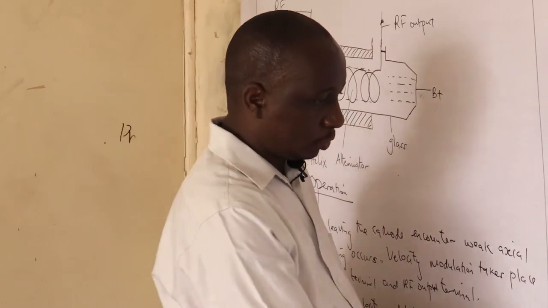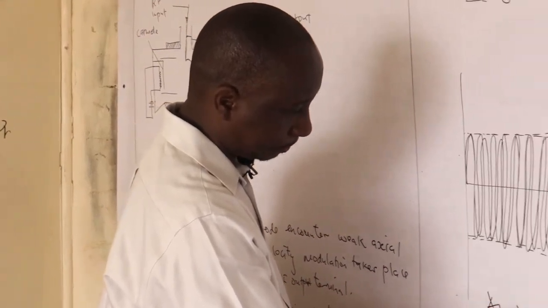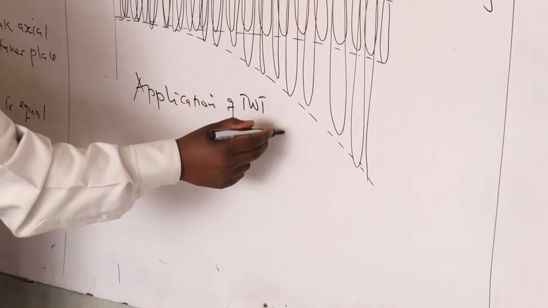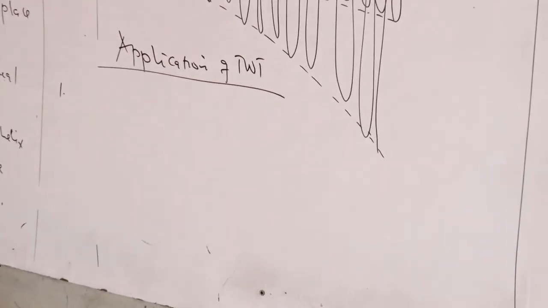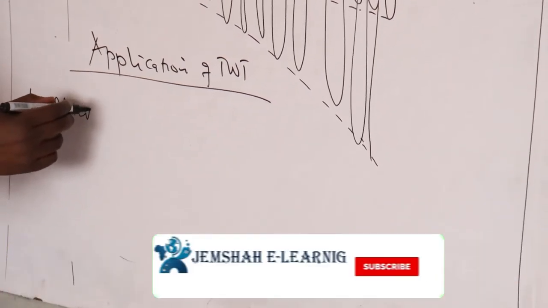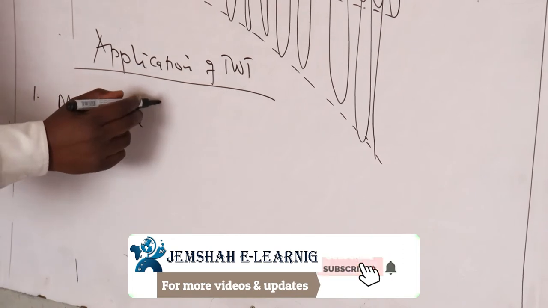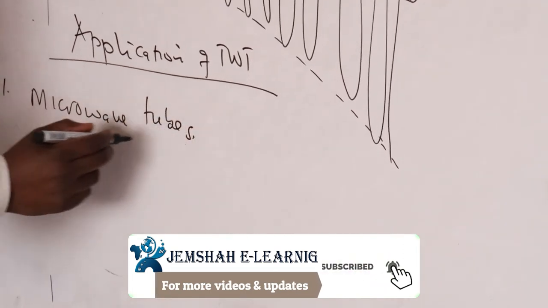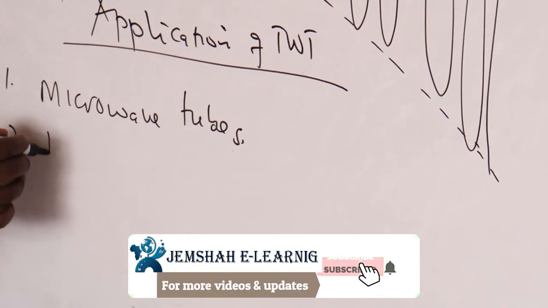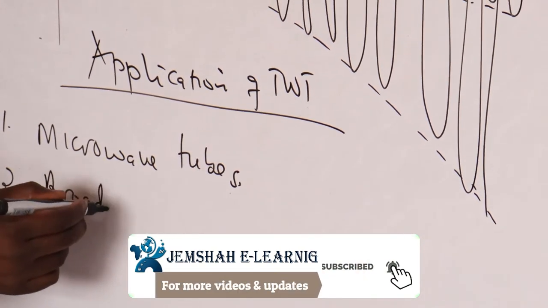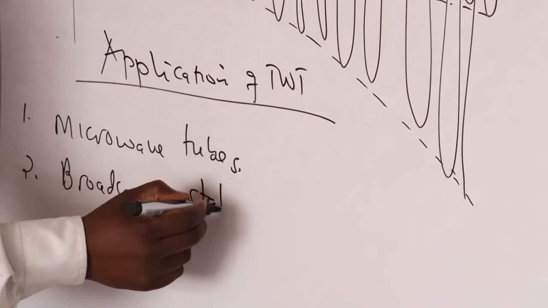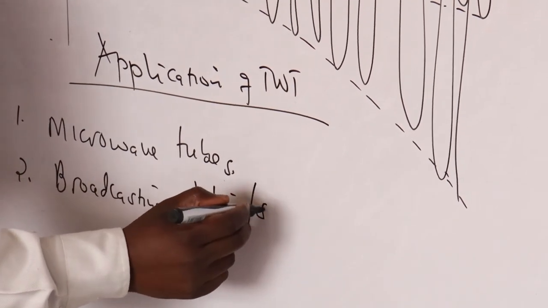Then we're talking about the applications of TWT. Number one is microwave tubes. And number two, we're talking about broadcasting stations or systems.